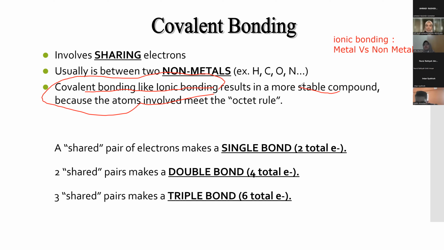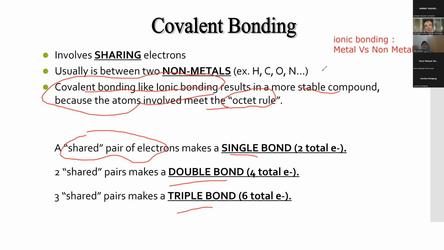In covalent bonding, not only a single bond can happen. Ionic bond is only a single bond, but in covalent bonding we can meet single bond, double bond, and triple bond. It's possible in covalent bonding, but it does not happen in ionic bonding. Why? Because covalent is about sharing electrons. In ionic bonding there is no double or triple bond. It's always a single bond, because there is no sharing of electrons.